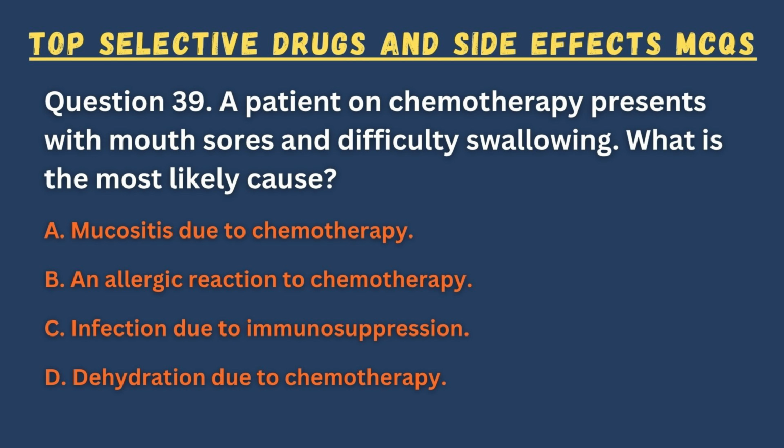Question 39. A patient on chemotherapy presents with mouth sores and difficulty swallowing. What is the most likely cause? A. Mucositis due to chemotherapy. B. An allergic reaction to chemotherapy. C. Infection due to immunosuppression. D. Dehydration due to chemotherapy.